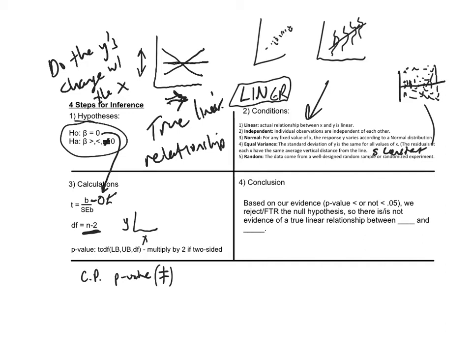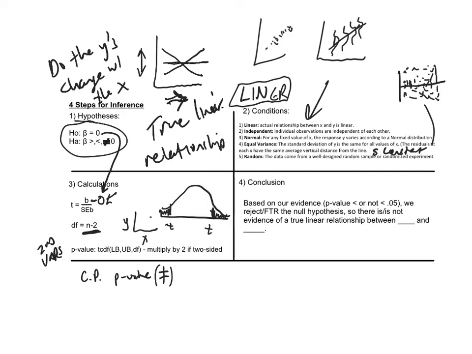But you can also use your tcdf, which is under 2nd vars on your calculator. Again, lower bound, upper bound, degrees of freedom. If it is a two-sided alternative, make sure you multiply that tcdf by 2. What you're thinking about with the tcdf is, if our test statistic is here and it's going this way, then that's negative 99 to our, what would be a negative t. If it's here and it's going this way, that would be t to 99. And then again, multiply by 2 if it's two-sided.